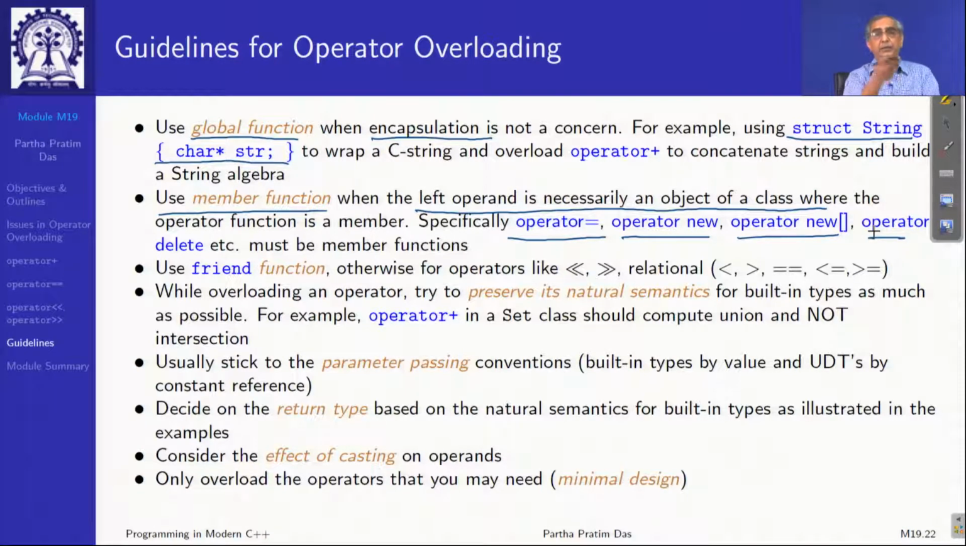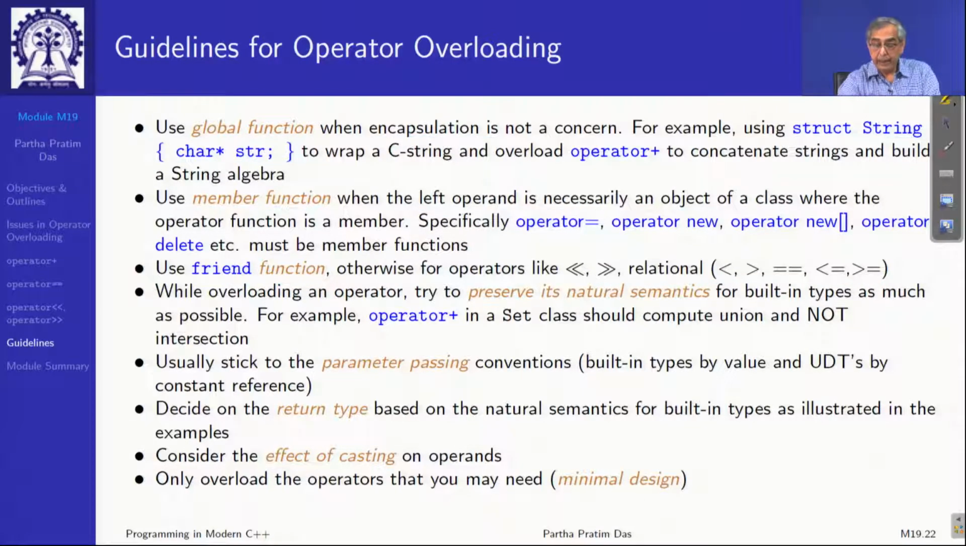Otherwise, for example, other operators like your increment operator, post increment, pre increment could also be done as member functions. Otherwise, you use friend functions for operators like streaming, for relational, and so on. Right. So, this is the basic structuring rule of operator overloading. In terms of semantics, it is good to preserve the natural semantics. For example, if you are overloading operator plus for, say, a set, then you should do that for union, not for intersection. Right. So, a similar sense must prevail.